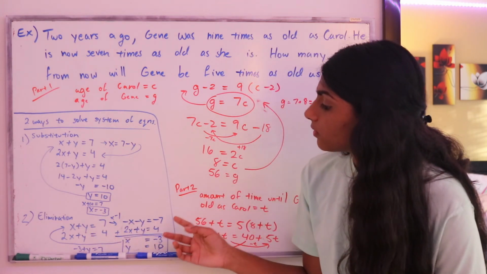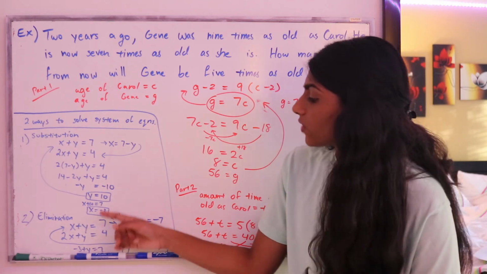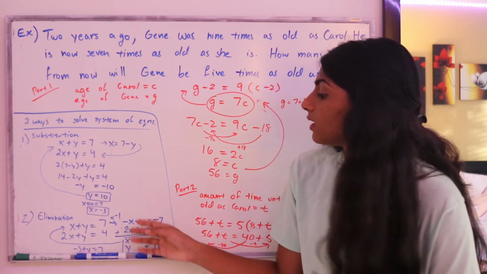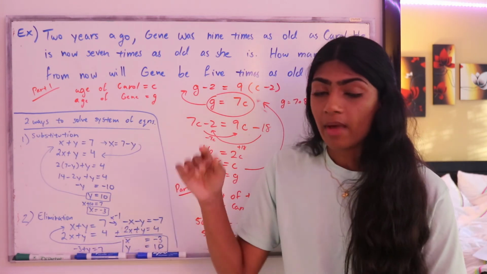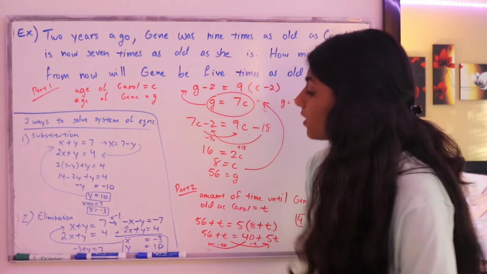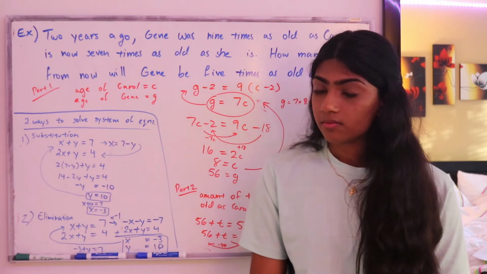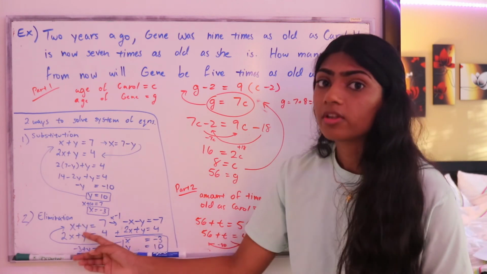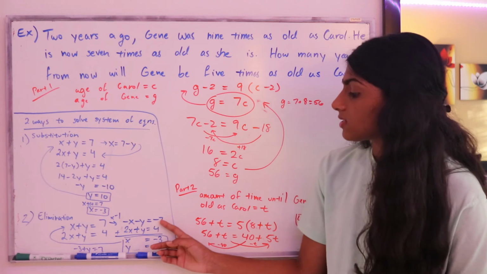Because I know this is 2x plus y equals 4, I can try to make this top one x something minus y equals something. Then I know that when I add them, the minus y and the plus y are going to cancel out, so I'll only have x's left. To do that, I'm going to multiply this whole equation by negative 1. When I multiply all of these individual components by negative 1, I get negative x minus y equals negative 7.